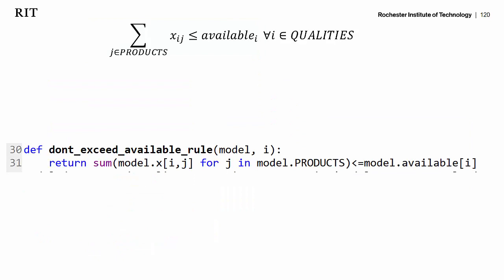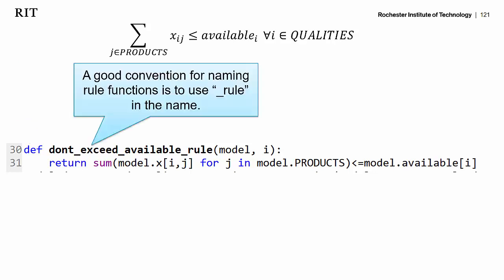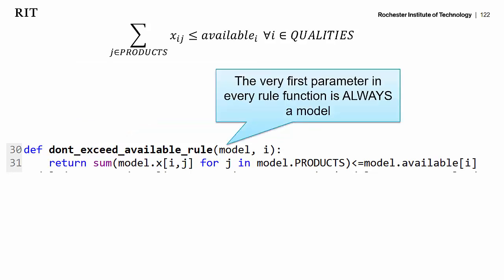All right, so here's our rule. It starts off like any Python function with the word def. Then we've given it a nice name, and we want to make sure that we remember that this is a rule, so we named it with underscore rule somewhere in the name. And as always, the very first thing we pass to any of our functions is a model. And we can see that model being used 3 times in this return statement.